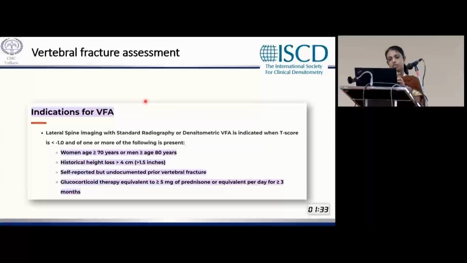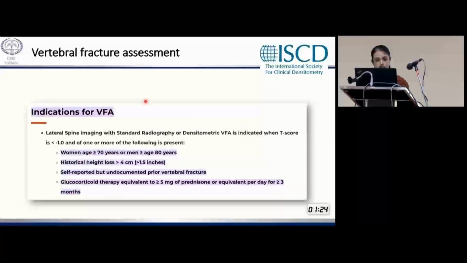The indications would be women more than 70 or men more than 80 years, especially if they historically have a height loss that is more than 4 centimeters, if they have self-reported but undocumented vertebral fractures, or if they are on long-term glucocorticoid therapy.